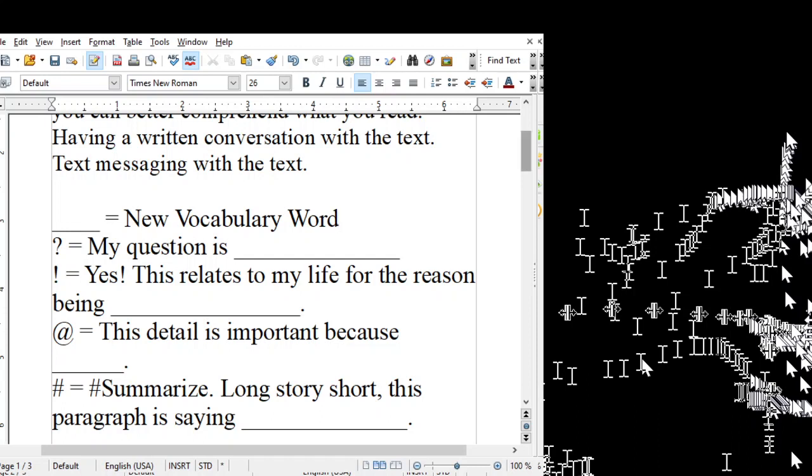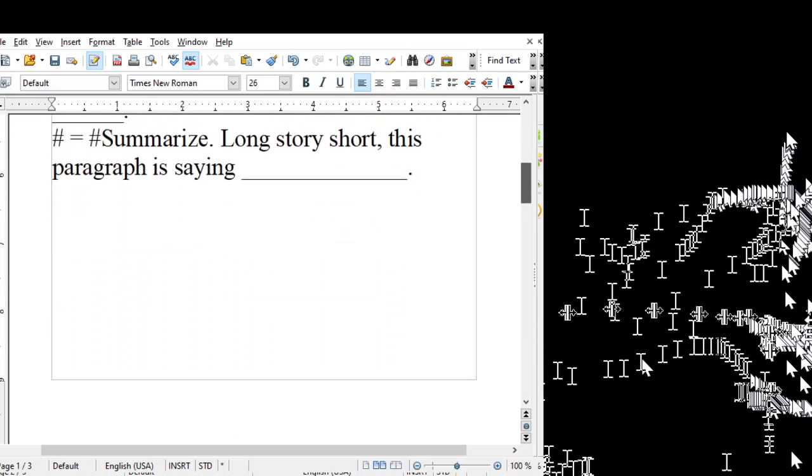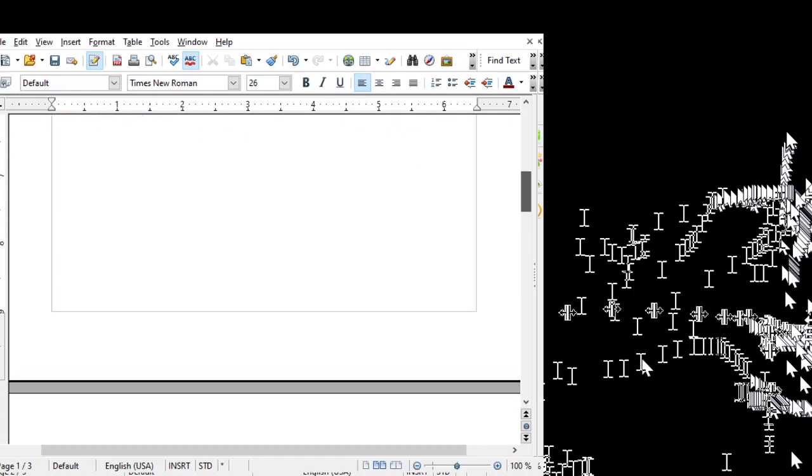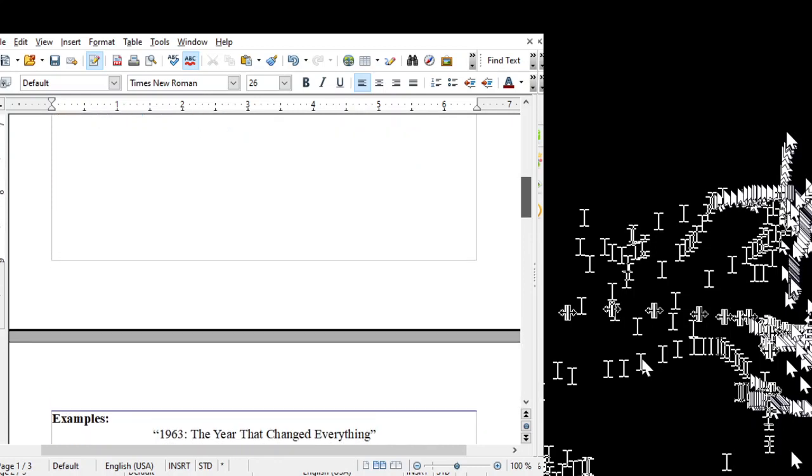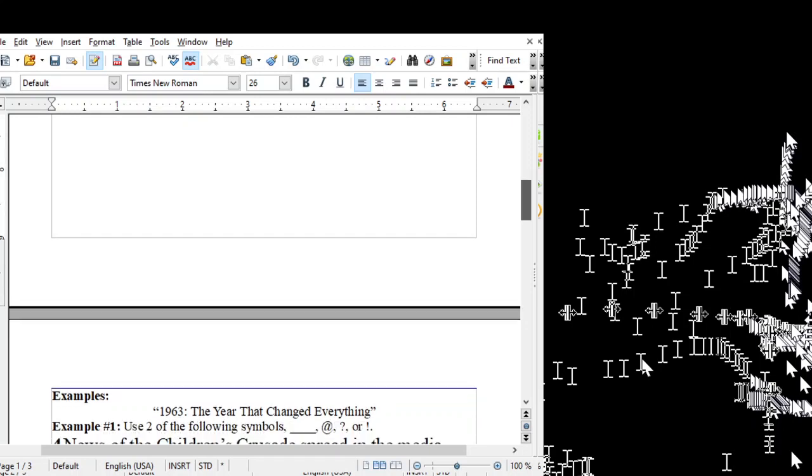All right, so let's see. I'm going to now give you examples. So let's do the first one. I took a paragraph out of 1963, the year that changed everything. So example number 1. The directions are to use 2 of the following symbols: the underline symbol, the @ symbol, the question mark, or the exclamation point. So I get to use any 2 that I want.